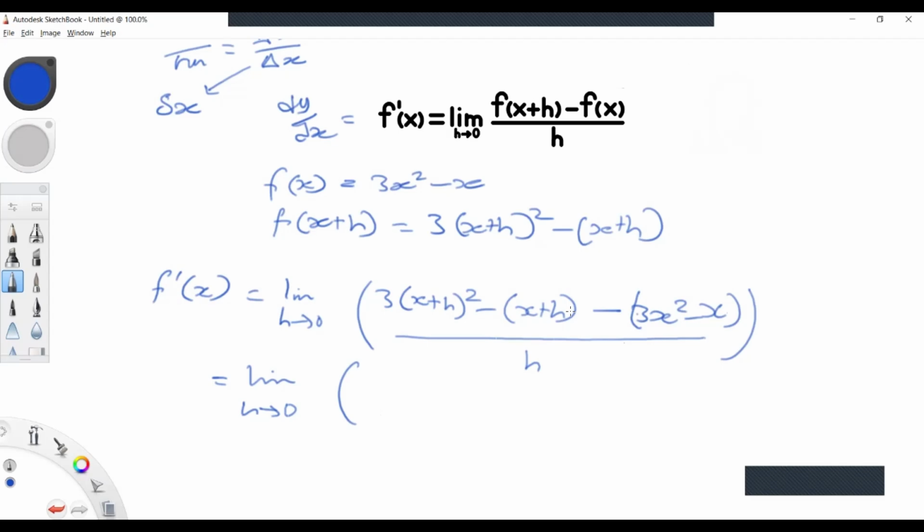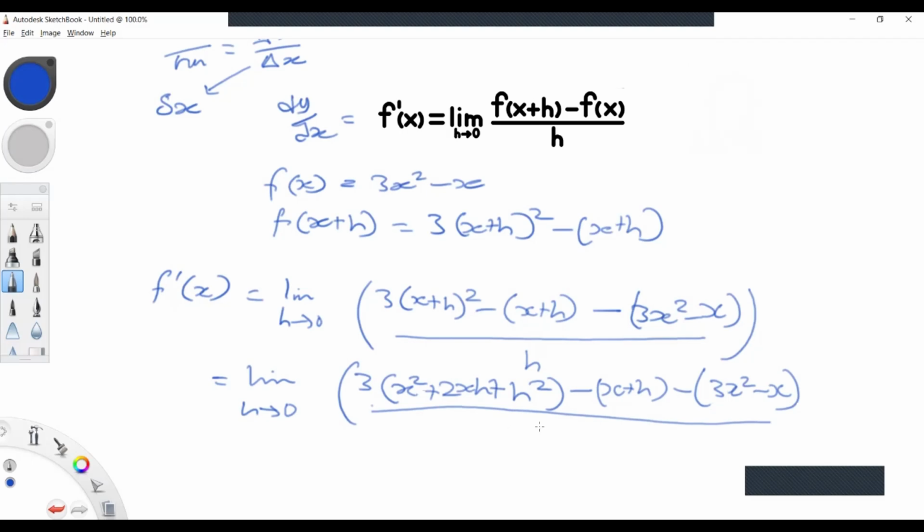Let's expand the different brackets. Now, x plus h squared, you can imagine that as a plus b squared, and we can expand that product. It becomes a squared plus 2ab plus b squared, right? So this is going to be 3 times x squared plus 2xh plus h squared, minus x plus h, minus 3x squared minus x. All of this divided by h.